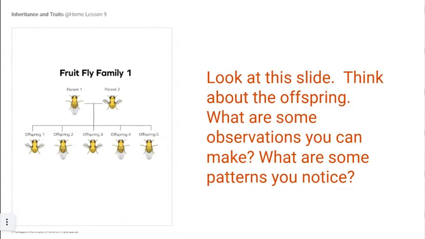So look closely at parent 1 and 2 that are at the top of this diagram, and then look at the offspring underneath. Offspring 1 and 3 look similar. Offspring 2, 4, and 5 look similar. What are the differences that you notice? What are the variations? What are the patterns?